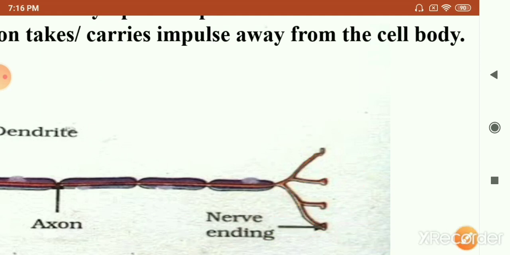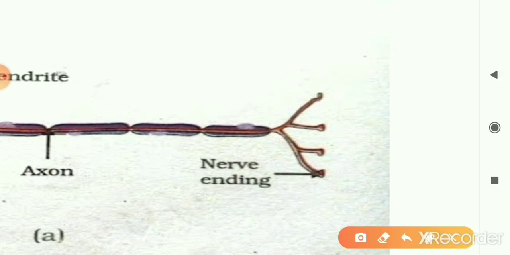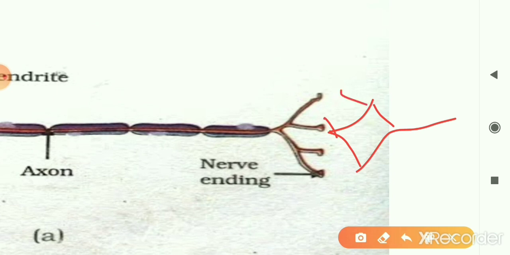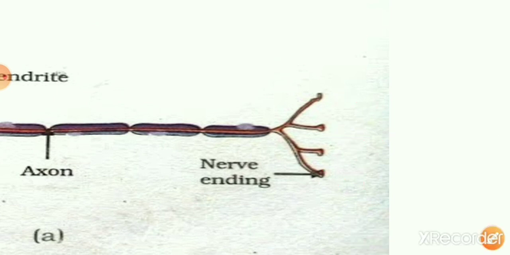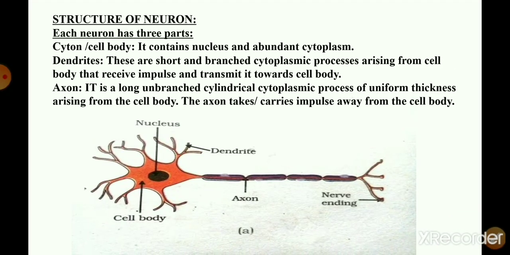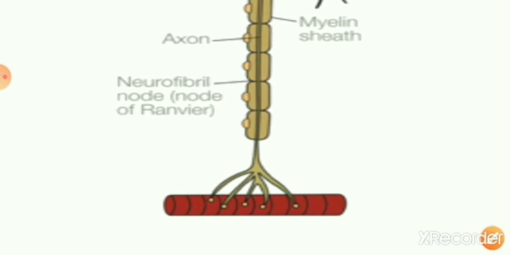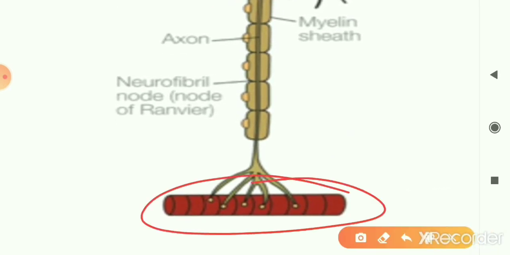So at the nerve ending, what will you find after this? Where the nerve fiber ends, it may lie close to the dendrite tip of the next neuron. So this can be there, or the axon may terminate over a muscle fiber also.